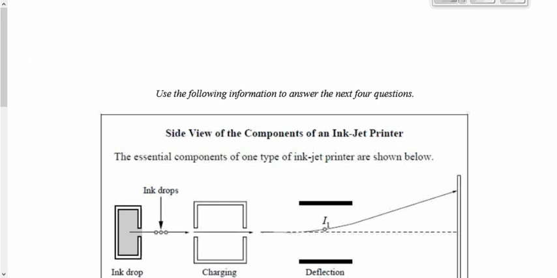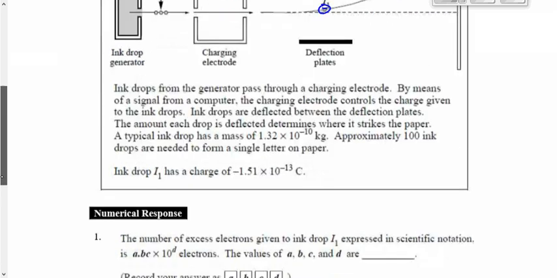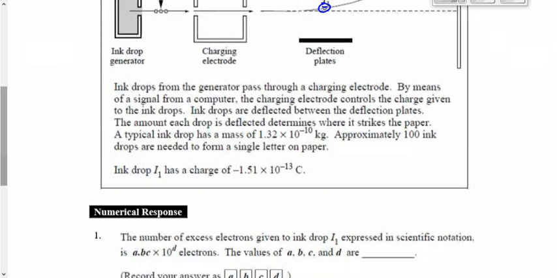And the next question is a numeric response question. It relates to this inkjet printer where you have this negatively charged ink drop right here being deflected upwards this way. The next question, numeric response number 1, asks you for the number of excess electrons.